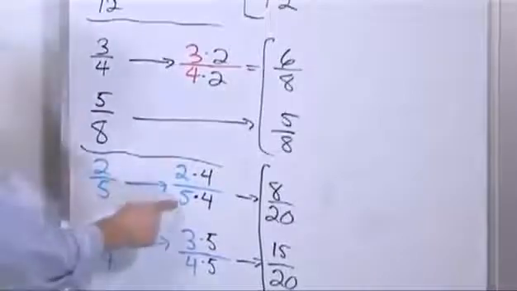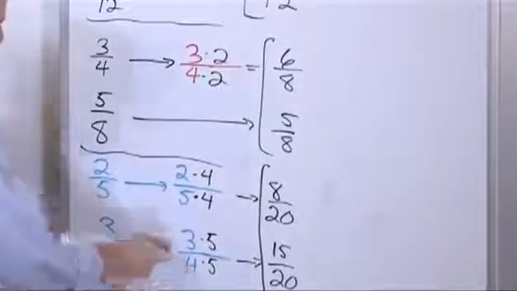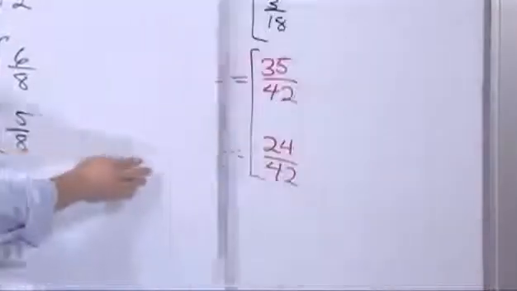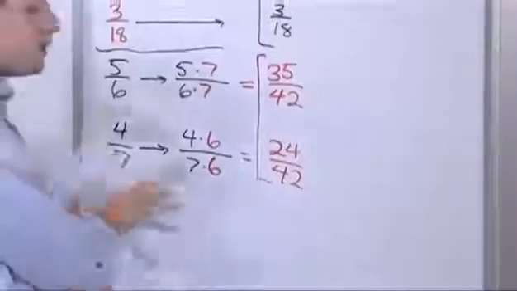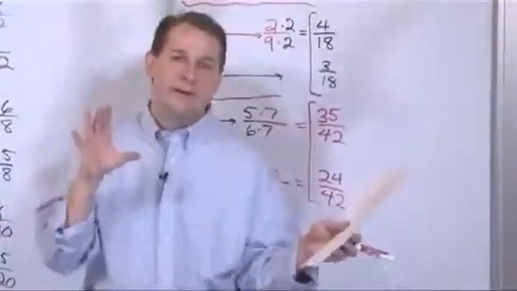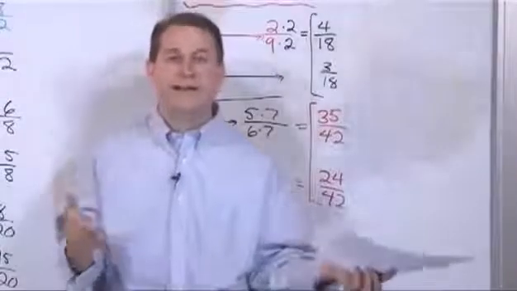I just didn't really point it out to you. Here we took 5 and multiplied by 4, and here we took 4 and multiplied by 5. So you'll always be able to find a common denominator by taking the two denominators that you have and multiplying them together and making that your common denominator.